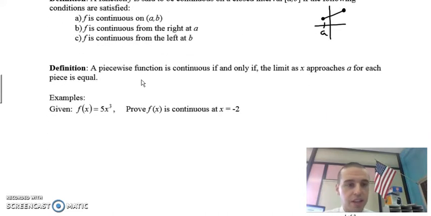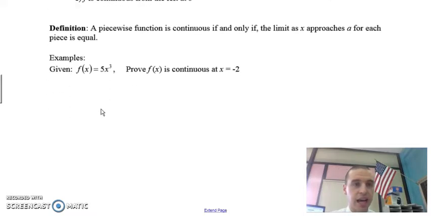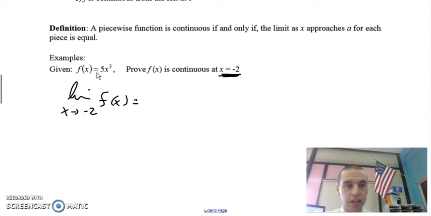So prove this. This is a really easy example. I want you guys to understand that this is not meant to be too difficult. We want to prove it's continuous at -2. So we need to find the limit as x approaches -2 of f of x. Well, guys, this is a polynomial. All you're going to do is plug in. No factoring, no multiplying by the conjugate, nothing other than plug in. 5 times -2 cubed. We know that's -8, so that's -40.